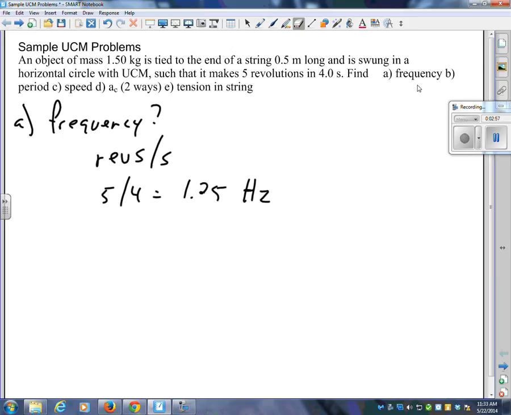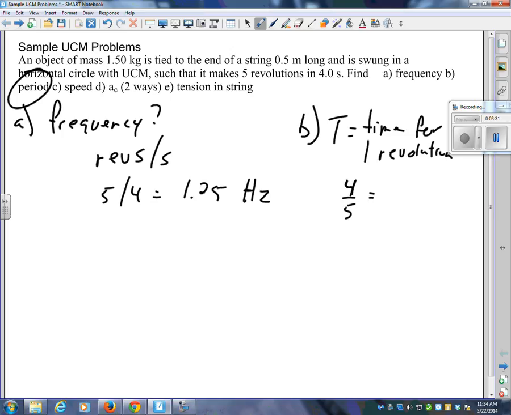Okay, so the frequency is 1.25, but generally in our formulas we need the period. So what does period mean? That's T, total time for 1 revolution. If it makes 5 revolutions in 4 seconds, then how long does it take for 1? It would take 0.8 seconds.